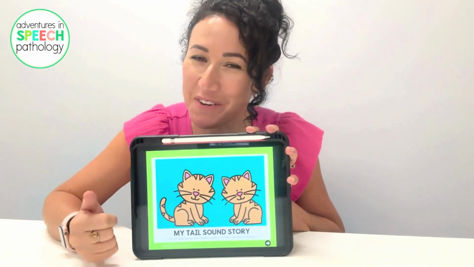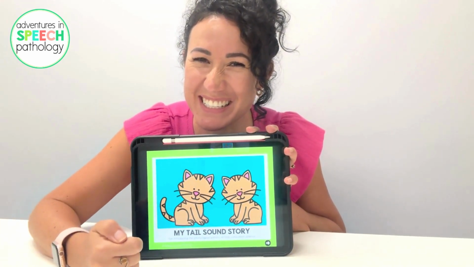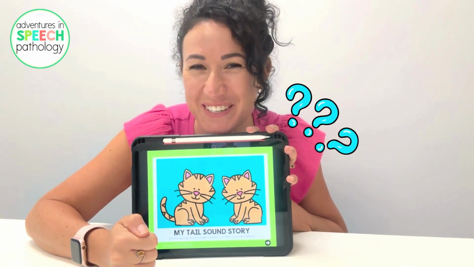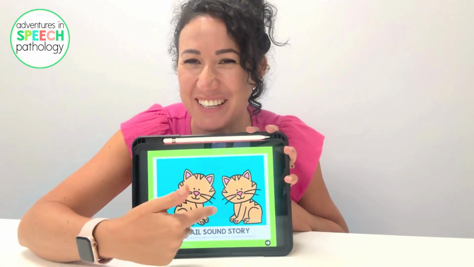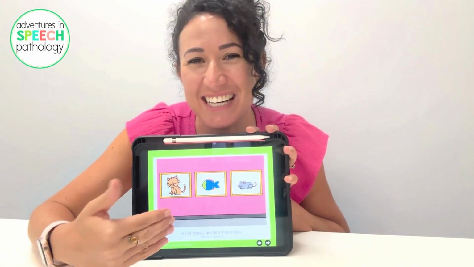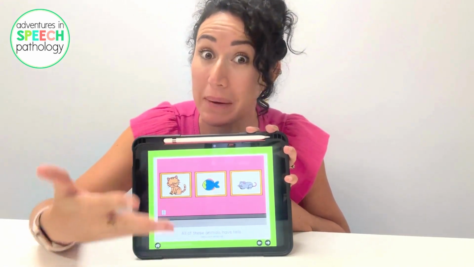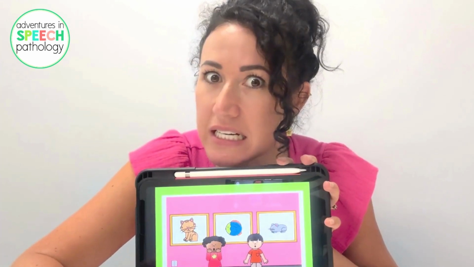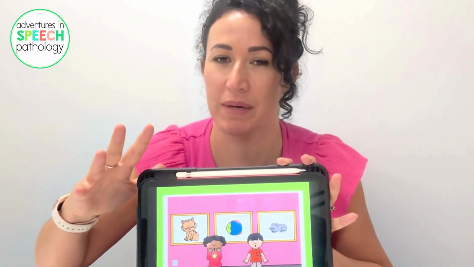So the first thing you might notice is these pictures of the two cats, and one of them has a tail and one of them does not have a tail. This is what our story is about. So we start by introducing the fact that many animals have tails, but if they didn't have tails, they might look a little bit different.